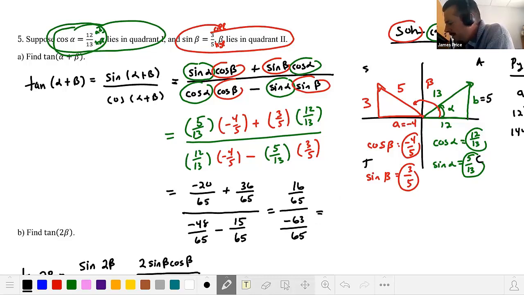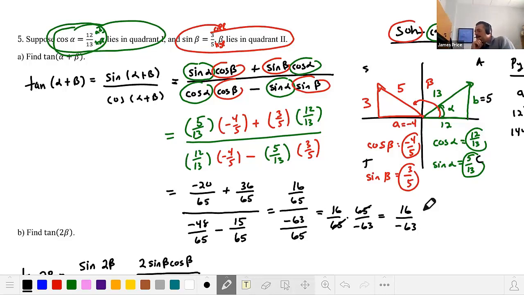And then you multiply by the reciprocal, so 16 over 65 times 65 over negative 63. And so the 65s cancel, and I get 16 divided by negative 63, which I think that's as far as we're going to be able to go, right? Because 63, negative 63, that's not going to go into anything nice, right? So I think that should be our final answer there.